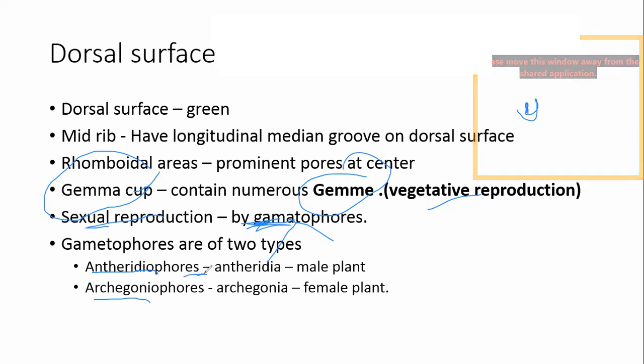Antheridiophores are responsible for producing the antheridia. Antheridia is nothing but the male gamete producing organ. And archegoniophores are responsible for producing the archegonia, which is nothing but the female gamete producing organ. Okay, so this is about the dorsal surface. And we'll now see the pictures related to the dorsal surface.